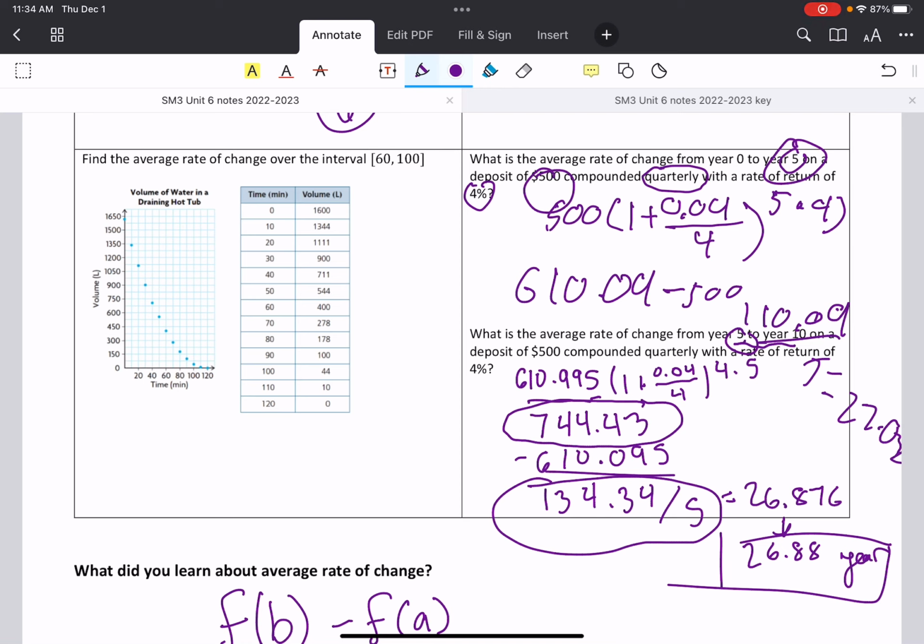That was so fun. Will you subtract the 744 from the 610? Yeah, from the 610, because 610 is the year 5 value, because we're starting at year 5 now. If that makes any sense. So remember, we take the second value and subtract it from the first value, right? So our first value was 610. That was year 5, the same thing as last time, just subtracting the initial value.